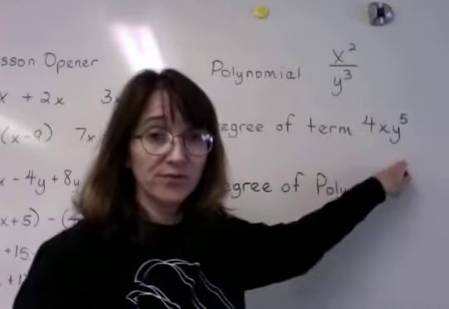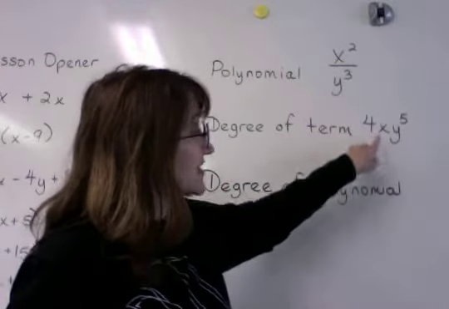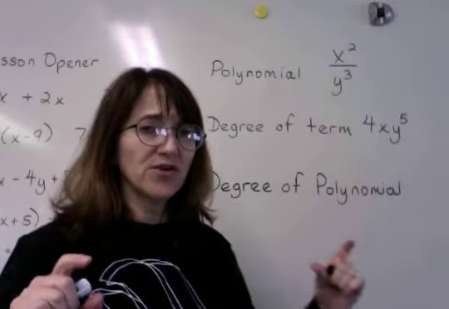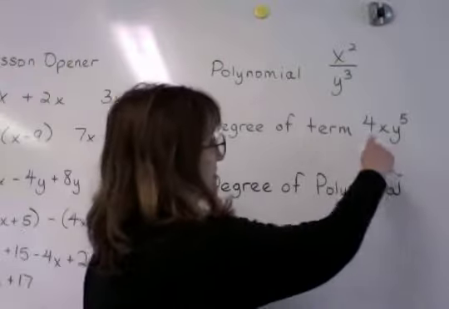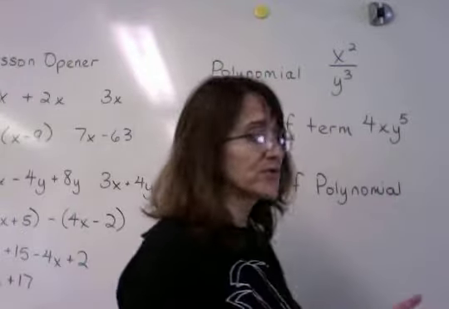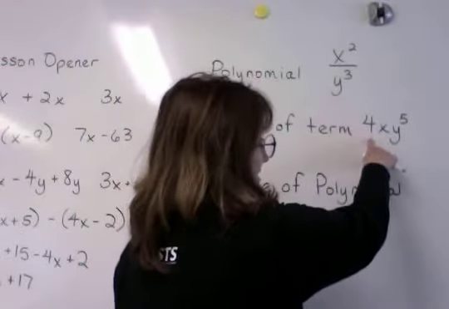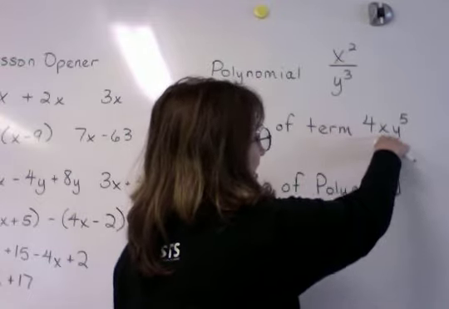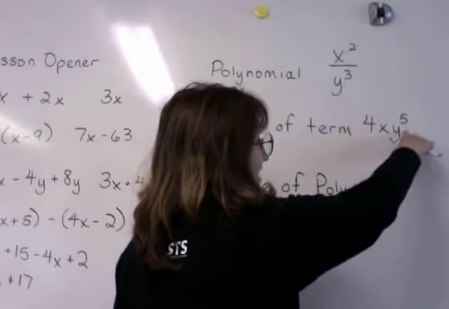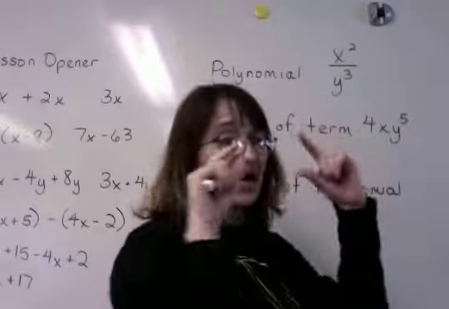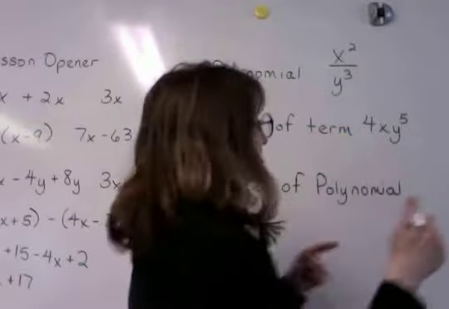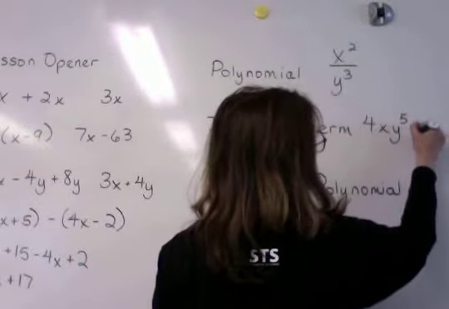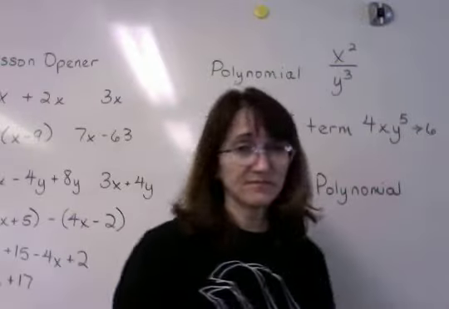That's one term. So let's count what would be the degree of that term. I would count the exponents, or the powers. My number is not going to have anything, but my x is going to have a 1. My y is going to have a 5. I add those. So my degree for this term would end up being 6.